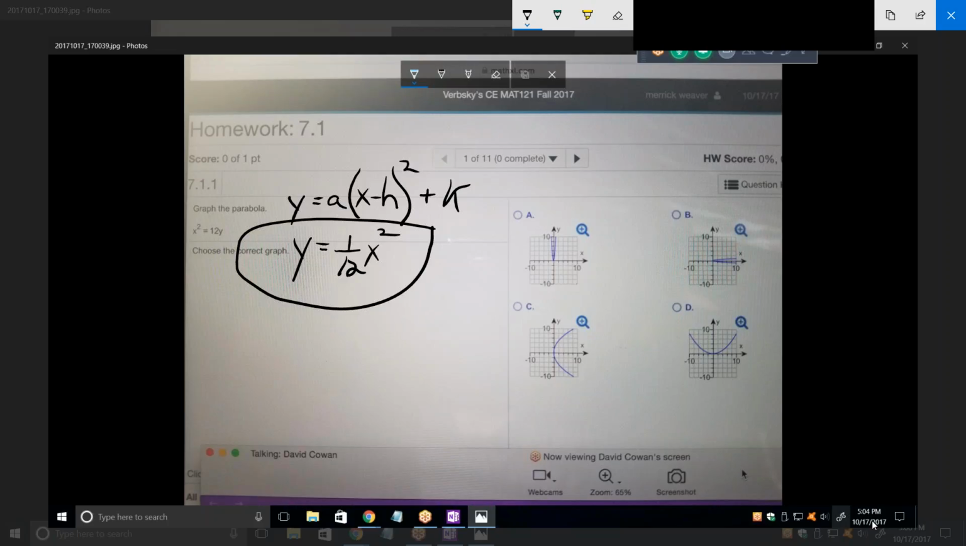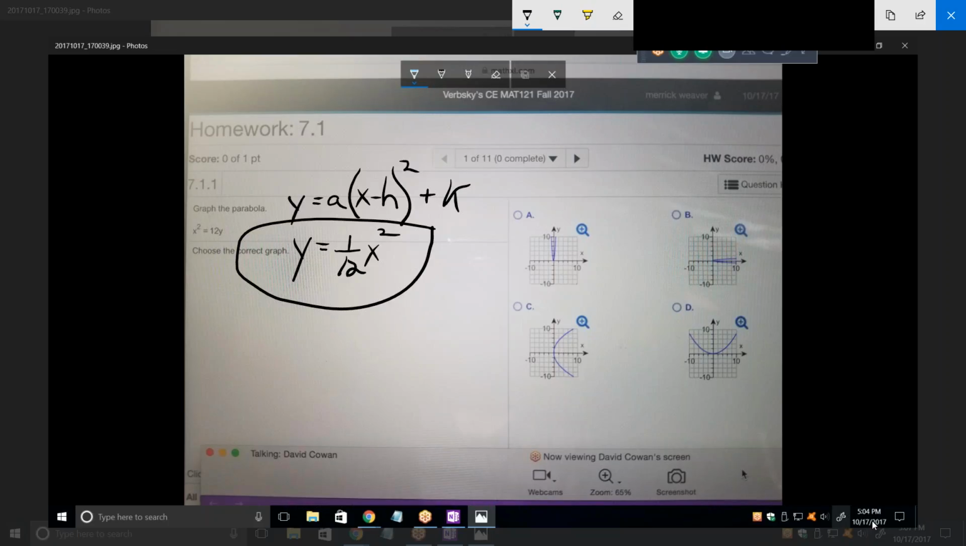y equals some number times x squared. So the vertex has to be at 0 comma 0. Okay. That doesn't do much good, because all four graphs have the vertex at 0 comma 0. However, you must be on conic sections, because they've given you a couple of things here that aren't actually functions, but they are parabolas. B and C are not functions. Notice that neither one of them passes the vertical line test.